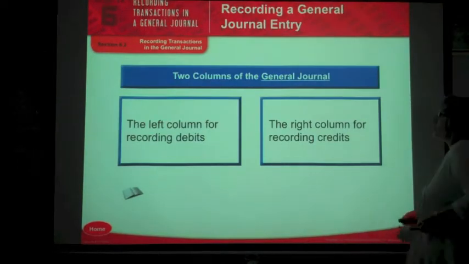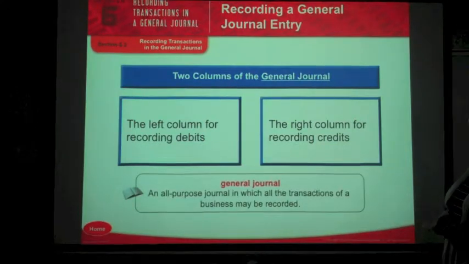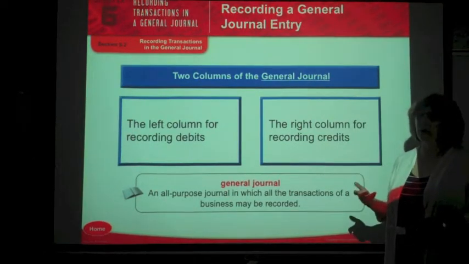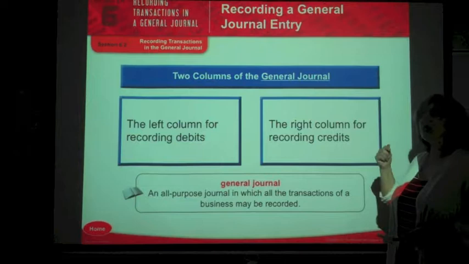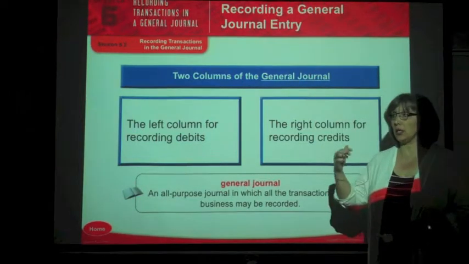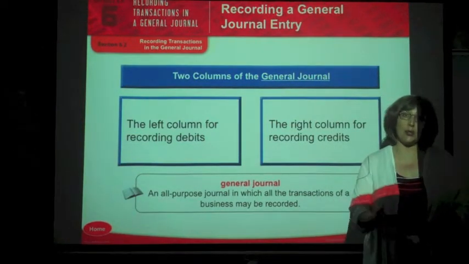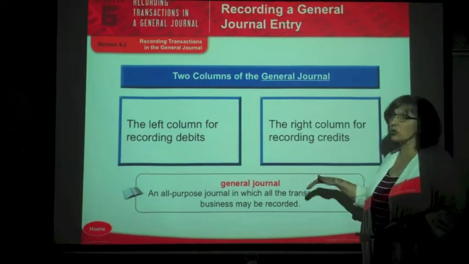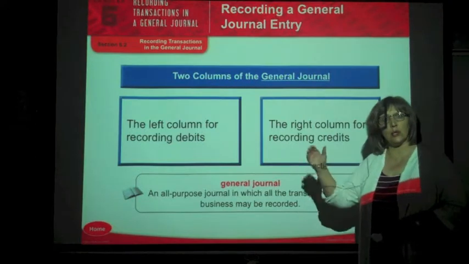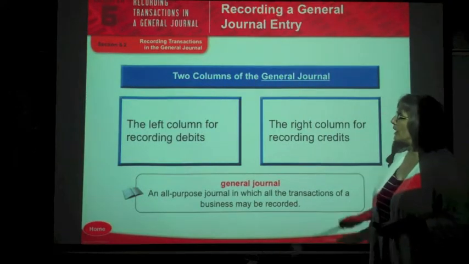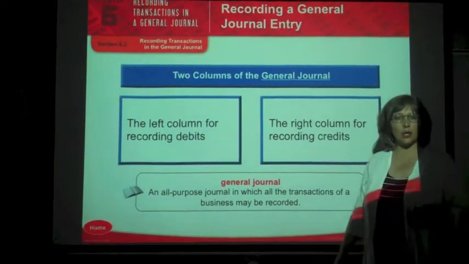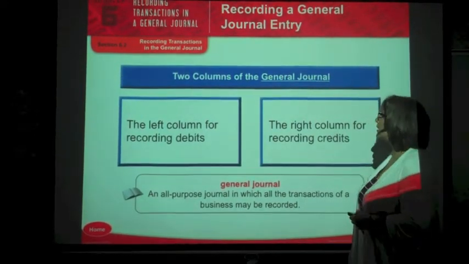Let's talk about the general journal entry. The general journal is that all-purpose journal in which all of the transactions of the business may be recorded. When you get into college accounting, which I hope all of you will take, you'll deal with different types of journals. It might be just a cash receipts journal, or a cash payments journal, or an accounts receivable journal. But with a general journal, every transaction that we do is going to be recorded in there. It's going to have a left column for recording debits and a right column for recording credits. It's going to look very similar to your T account.